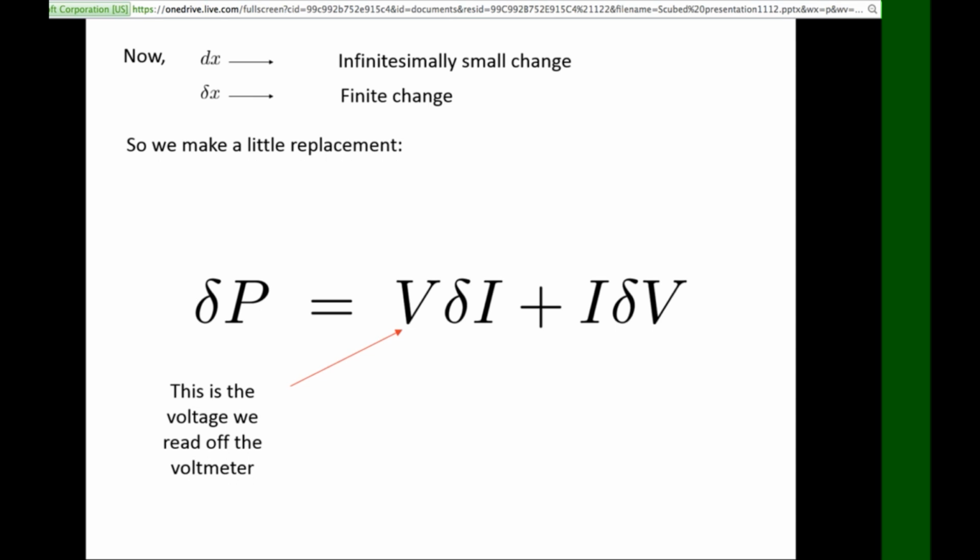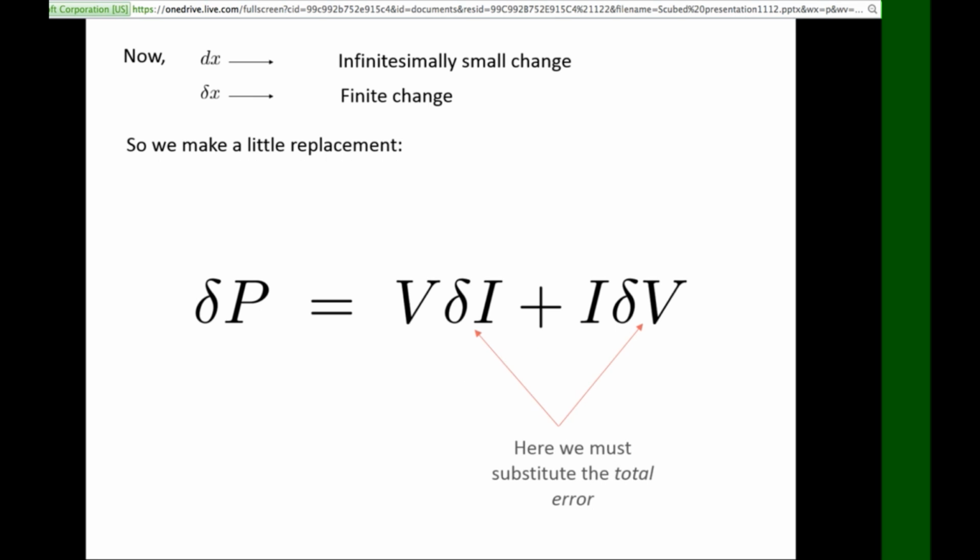Again, that's the voltage read off the voltmeter, that's the current read off the ammeter, and those are the total errors. The total error in the current, which is the readability error of the ammeter, and the total error of the voltage, which is the readability error of the voltmeter. Remember, we're talking about the total error. It's not plus or minus delta V on 2, it's delta V, the whole of it.